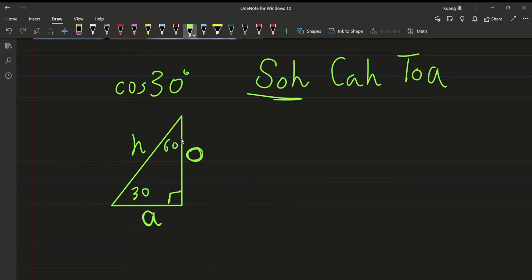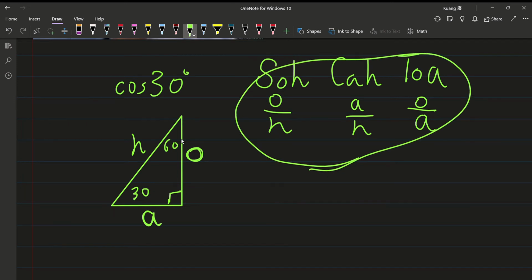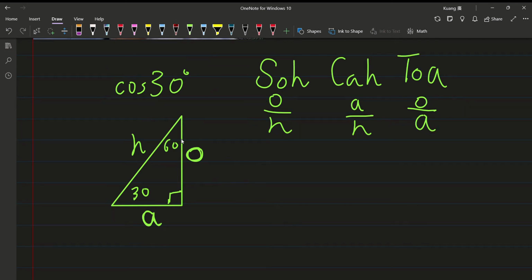So sine is the opposite over hypotenuse. Cosine is adjacent over hypotenuse. Tangent means the opposite side over adjacent side. So you have to remember this. If I ask you what is the value of cosine 30, we look at the angle 30 degrees. Cosine is adjacent over hypotenuse, so it's this side over this side.